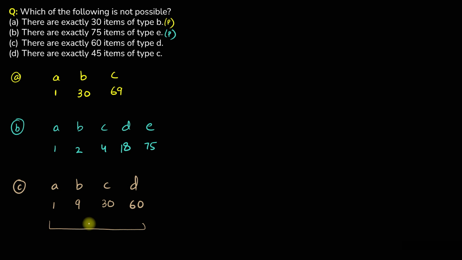So that is one condition satisfied. And the second condition: each type is at least twice of the previous type. 9 is more than or equal to twice of 1. 30 is more than or equal to twice of 9, and 60 is more than or equal to twice of 30. So both conditions are satisfied. So this is also possible.